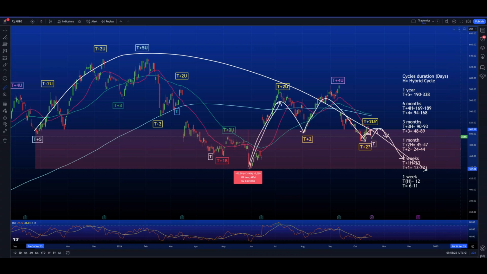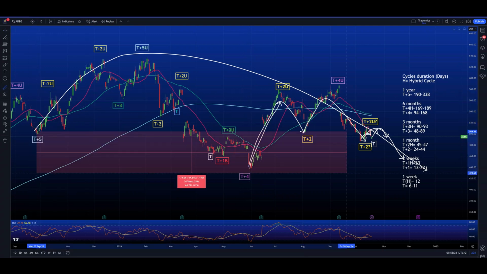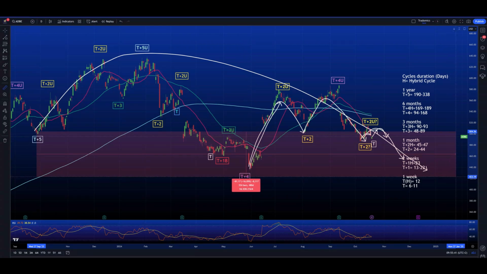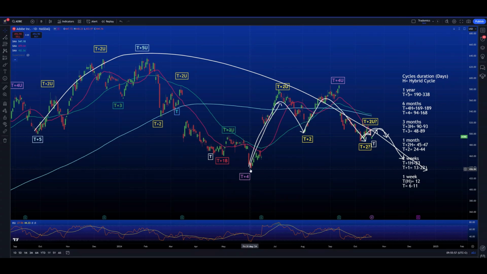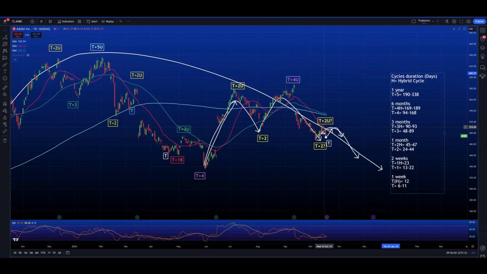So in order to return back to $433, we have time until January 2025. 338 days is the end of January 2025. So by the 31st of January 2025, the target is $433.97. Of course, in the meantime, they can do whatever they want.